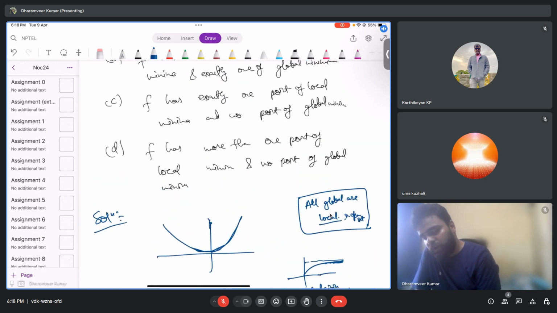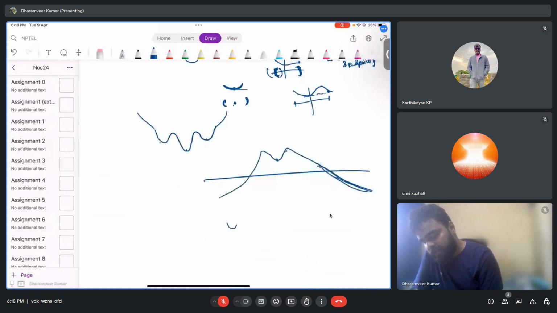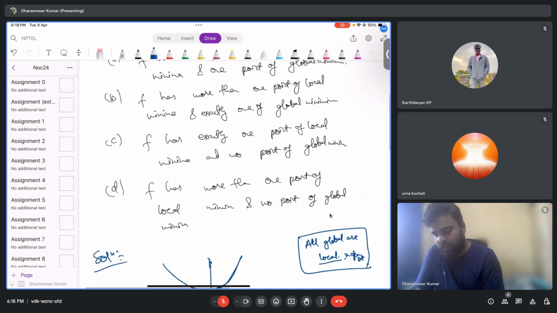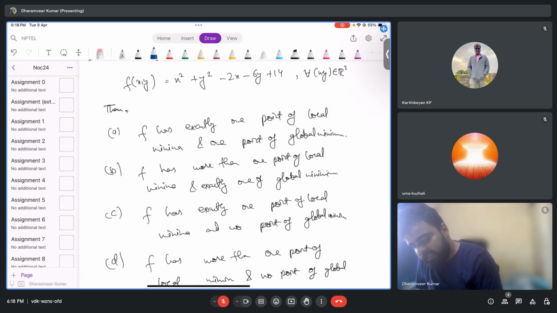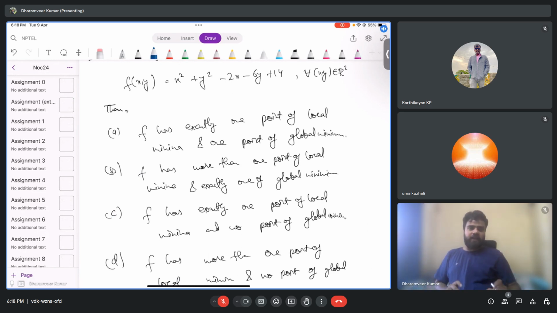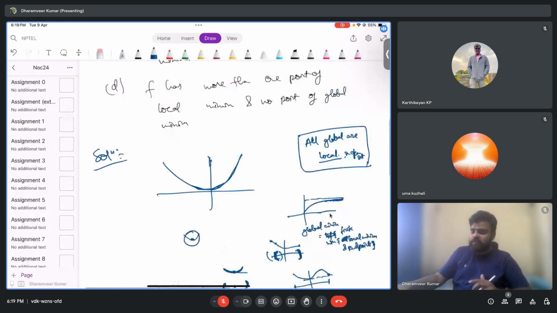F has more than one point of local minima and no point of global minima. Yeah, I can draw true, something like this. Two local minima and no global minima. It cannot be more than, it can be less than. So basically the number of global minima will be definitely less than the number of local minima in an open set. Okay, or in a closed set. We saw what happens in a closed set. So you need to keep all these things in mind.